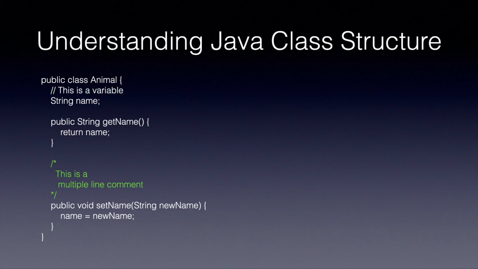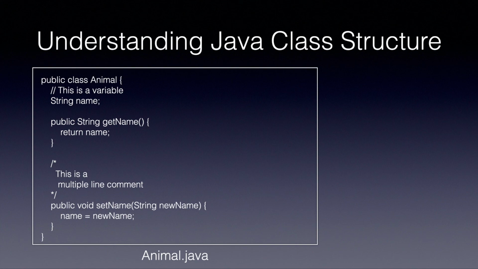Let's also add a multi-line comment. So a multi-line comment would start with the slash star and end with the star slash, and anything that goes in between can span multiple lines. So the comments are used to tell the compiler to ignore those lines of code and compile the rest of the program.